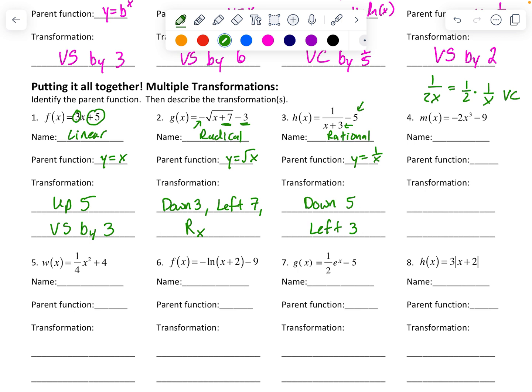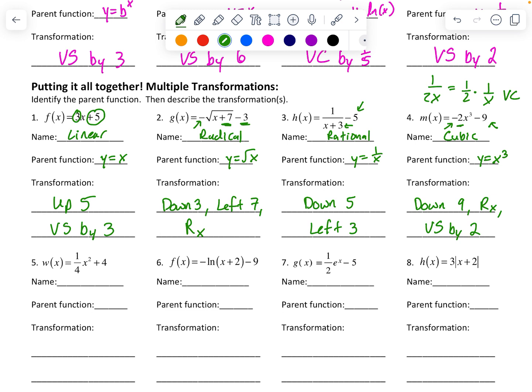4, I see an x cubed, so it's a cubic. So y equals x cubed. That minus 9 in the back tells me down 9. The negative in the front tells me reflection over x. And the 2 in the front tells me vertical stretch by 2.